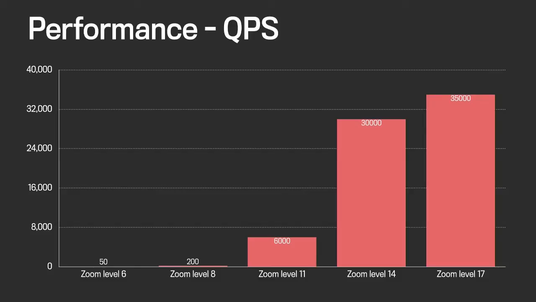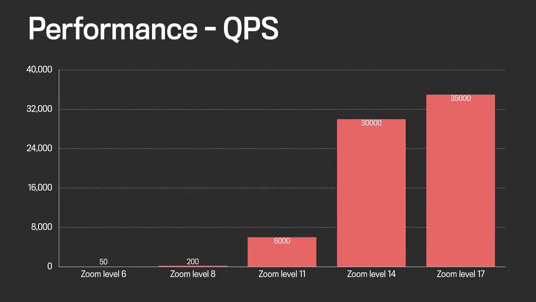This is measured on a Sandy Bridge architecture. I think 16 core machines, if somebody keeps track. And what we see here is that for zoom level 6, we were able to achieve about 50 QPS, for zoom level 8, 200 QPS. The reason for that is that the average query for zoom level 6 returned 5,000 features, whereas for zoom level 17, where we were able to achieve 35,000 QPS, the average query returned only 2 features. If you take a random sample of Earth, there's not much happening there.